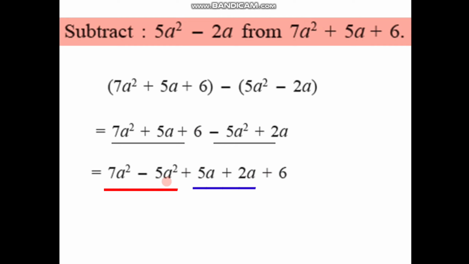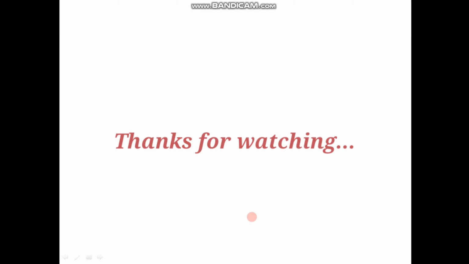So if we solve the first two terms, that is 7a square minus 5a square, we get 2a square, as 7 minus 5 is 2. 5a and 2a are also like terms, so we should add them. That is 5a plus 2a, we will get 7a, and the 6, that is the constant term, stays as it is. So this is the polynomial we get after subtracting 5a square minus 2a from 7a square plus 5a plus 6. So the polynomial we get is 2a square plus 7a plus 6. So this is the way by which we can subtract polynomials. I hope you understand the concept. Thanks for watching.